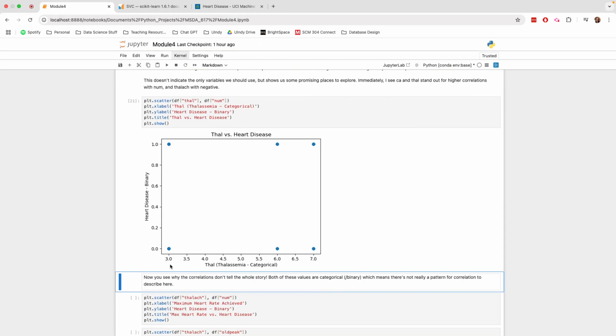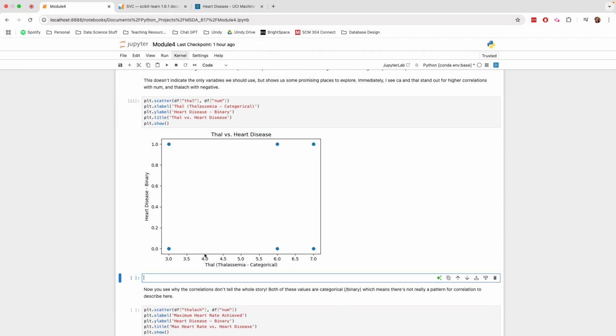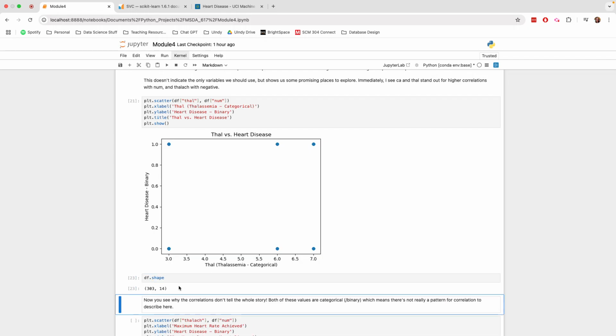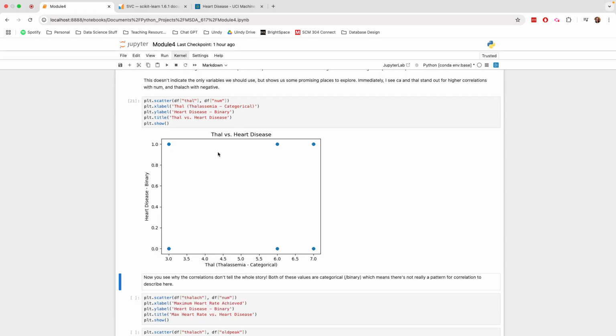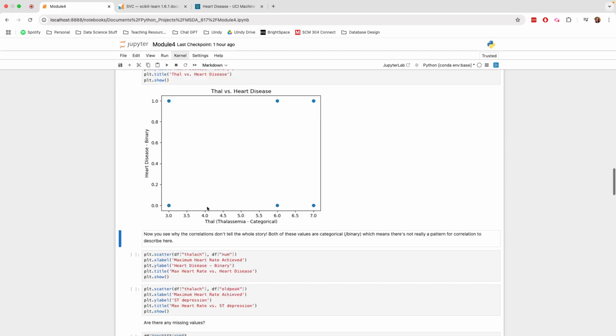So there are about 300 instances in this data set, and I can verify by saying df.shape. Okay, so there are 303 rows in this data set, and there are 6 points on my scatter plot. This means there are a lot of repeats, so a scatter plot like this does nothing for me, which also means that correlation is not going to help me whatsoever. So that's always good to know. Always just look at your data, see what's going on, because sometimes it's not actually going to help you.